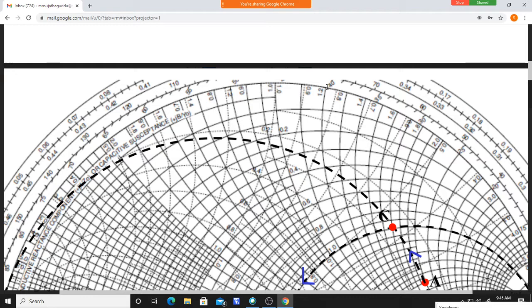Similarly, what is the reactance value of this circle? Here two values are there. While reading the reactance value, this is a reactance circle, and its value is 1. This value you should read above the circle, meaning here. Similarly, here the value above is not given.